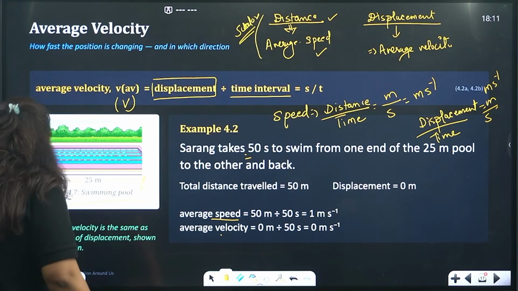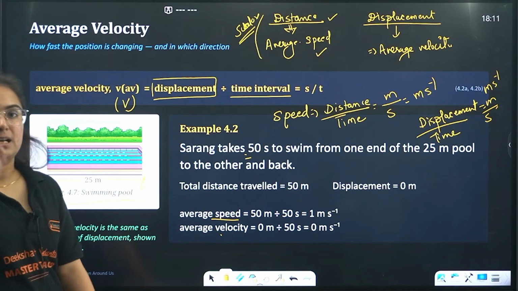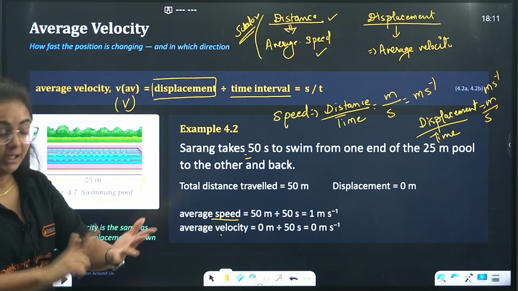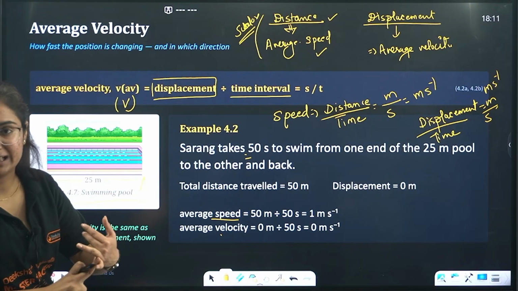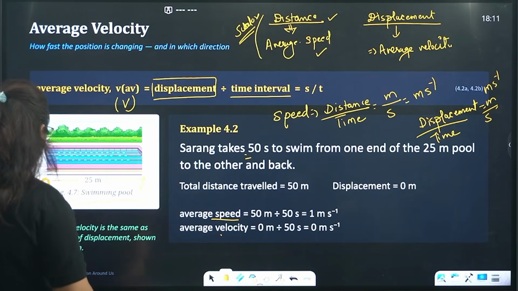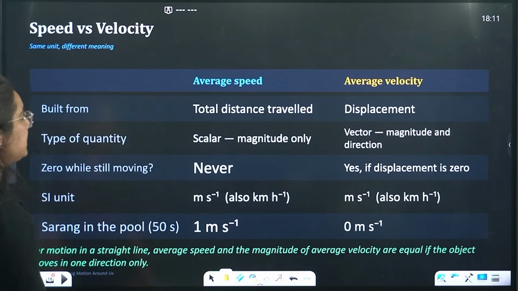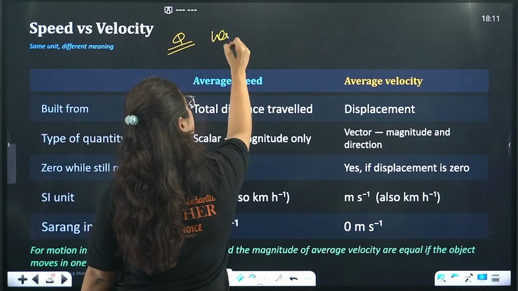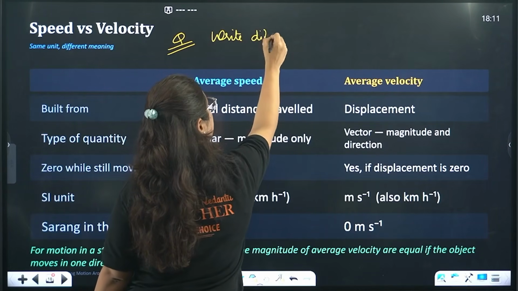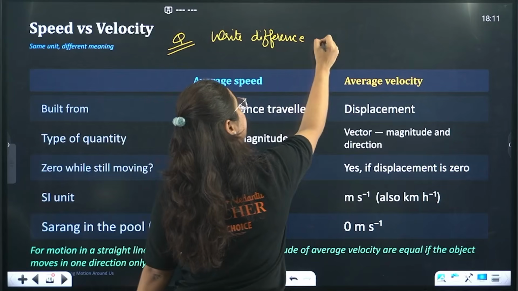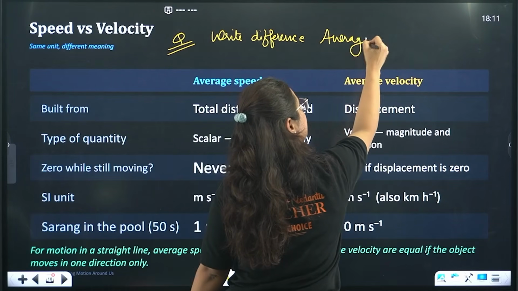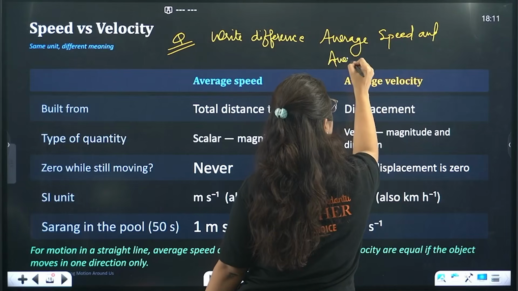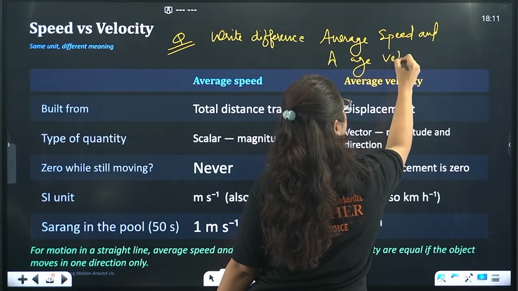Chalo, cool. So we cleared certain topics. What are those? Distance, displacement, the difference between scalar quantity and vector quantity, and then average speed as well as average velocity. Again, the question will come for 5 marks. Write the difference between average speed and average velocity. I hope everything is clear to you, right?